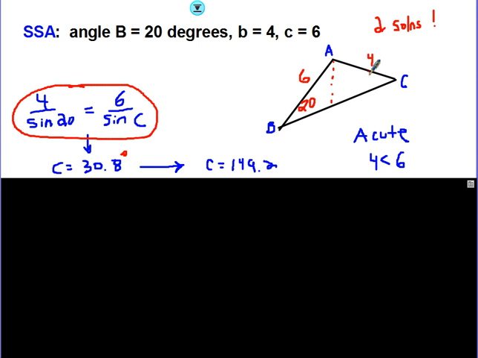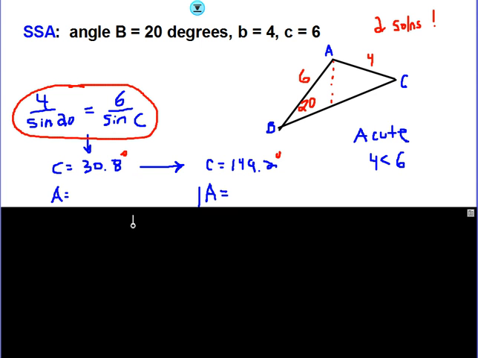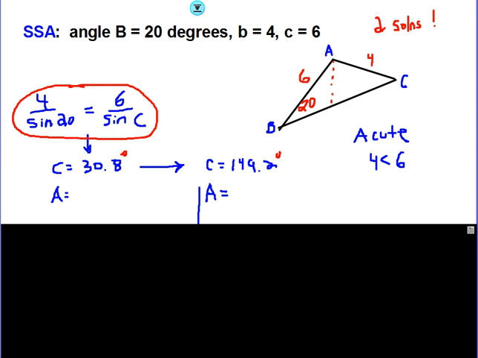Okay, but remember, that would be the acute solution, which would be here. We've also got this obtuse solution, which is going to be 180 degrees minus 30.8. So that's where this two solutions branches out. Angle C can either be 30.8 degrees, or C can be 149.2 degrees. From that point on, start solving this as 2 different problems. We know B is 20 degrees in both cases.